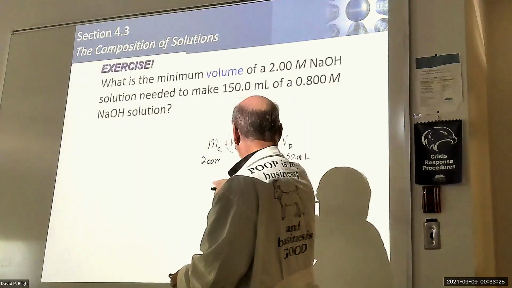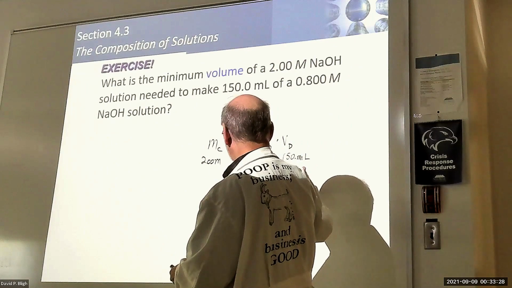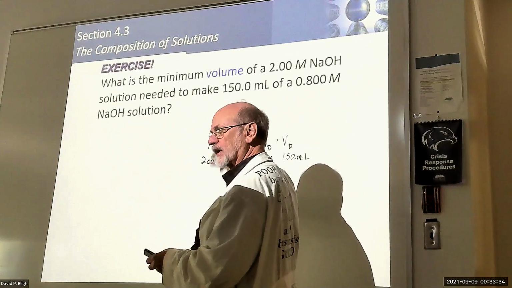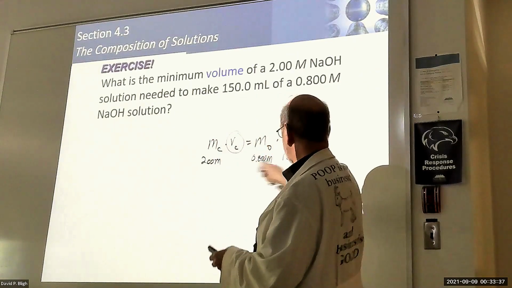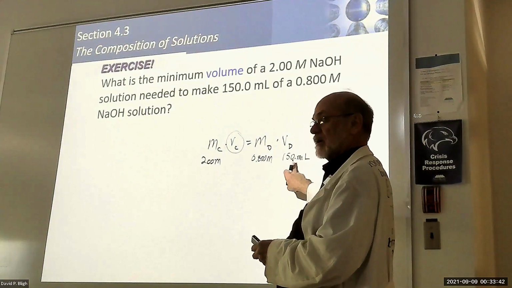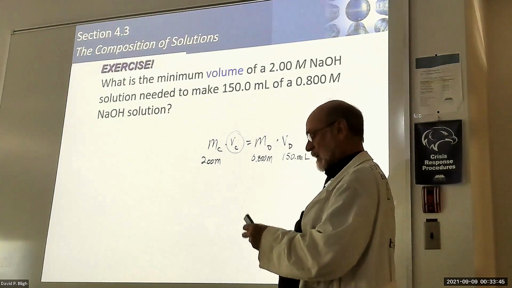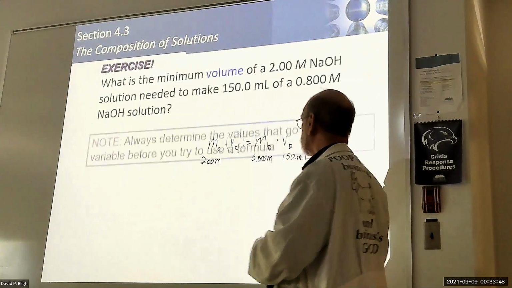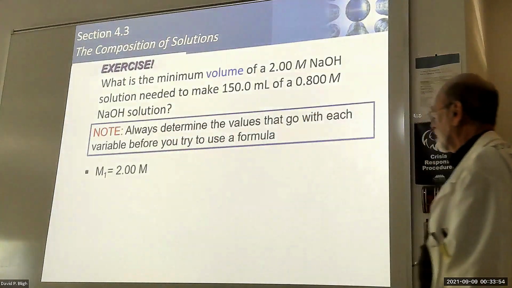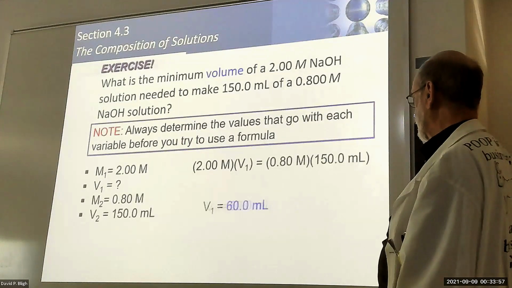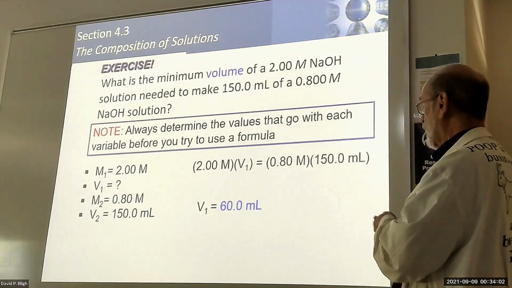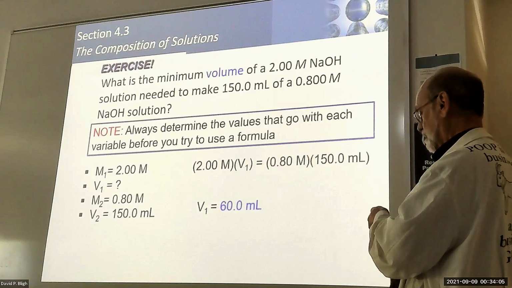And notice that if this is in milliliters, these molarities cancel, right? Because take it on the other side, one cancels the other. And then the answer is going to be in this units of measure right here. So you don't have to change it to liters. Just leave it in milliliters. Okay. 60 milliliters is what you need from the concentrated one diluted to 150 milliliters. And that will give you the new concentration of 0.8 molar.